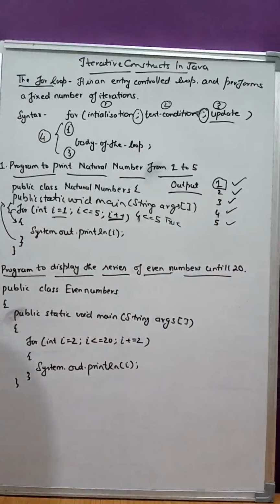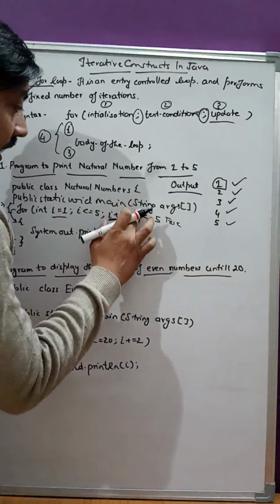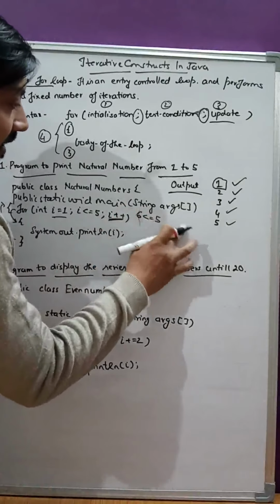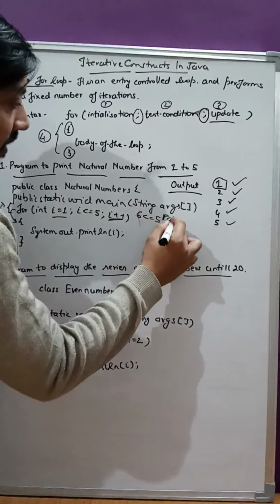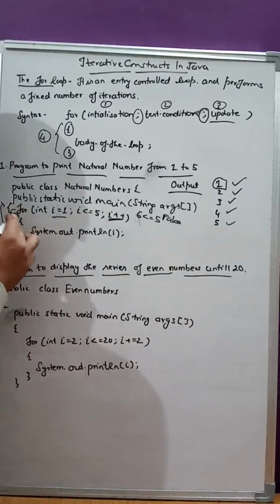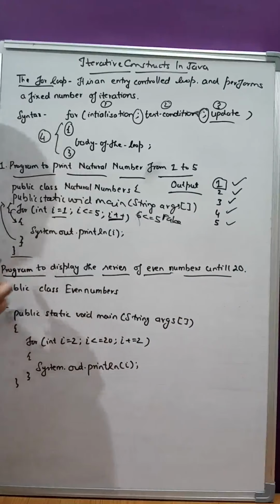So once you have printed 5, when the next time the loop runs, the value of I is equal to 6 now. In this case, the condition is false. When the condition is false, you will exit from this for loop, and no statement is after the for loop. So nothing will be executed or printed. So this was the example in the first program.